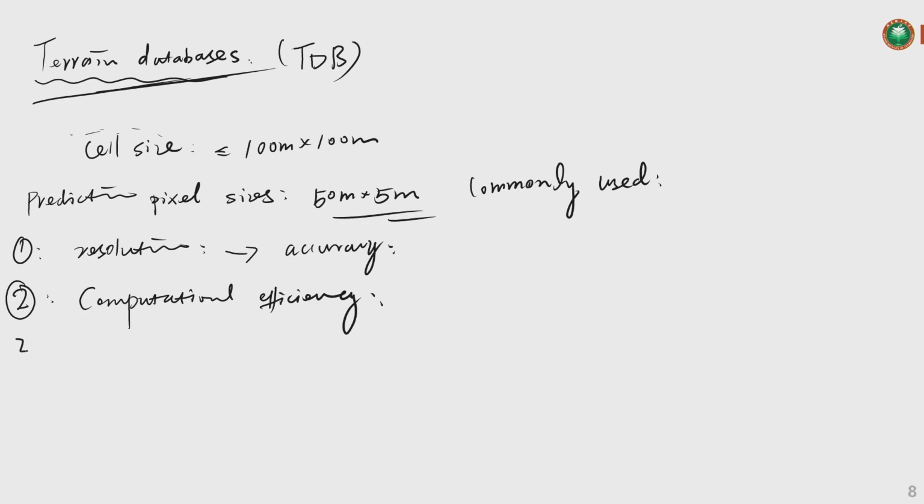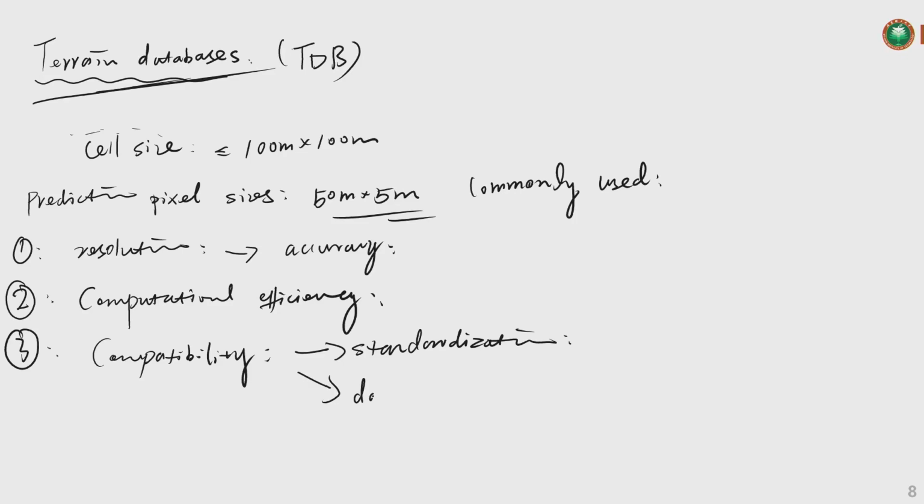The third one is compatibility. The compatibility is usually related to standardization. For commercial usage, it should be compatible with the international standardizations, and it's also related to data availability. So it's compatible with this, in a format that follows the international standard. Okay, we're going to come back later in 5 minutes.